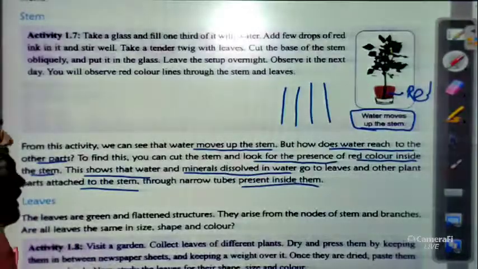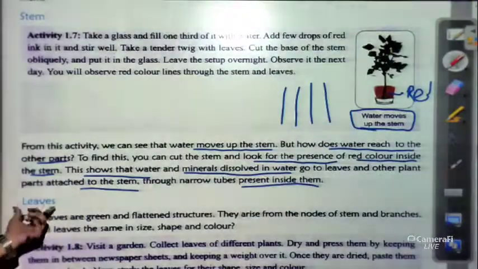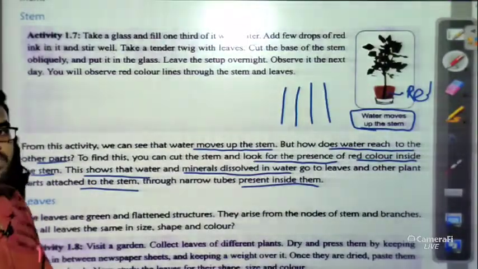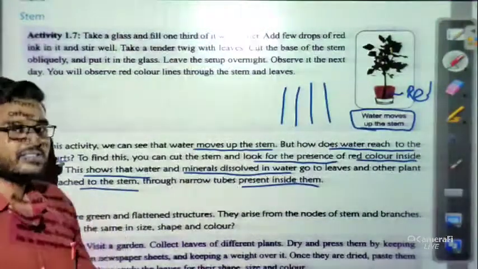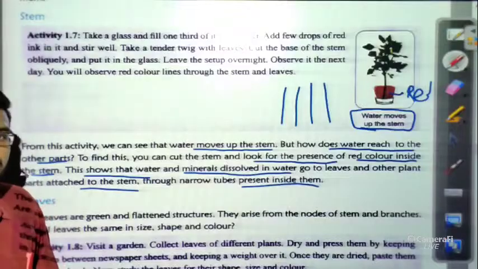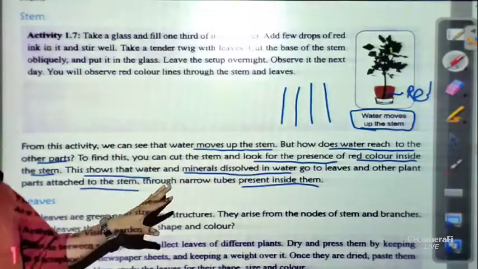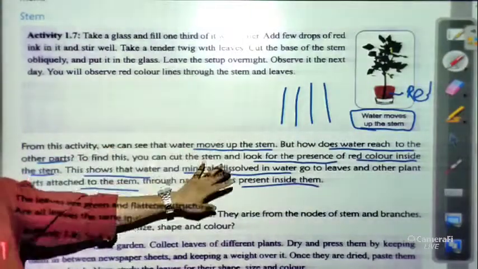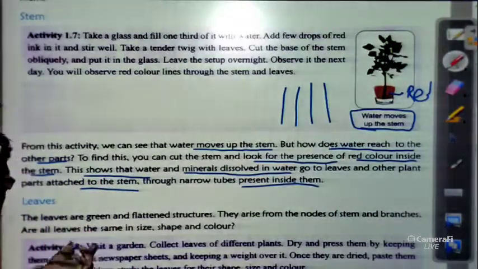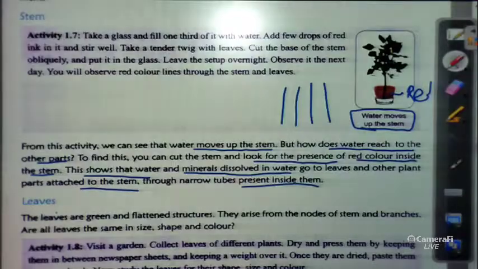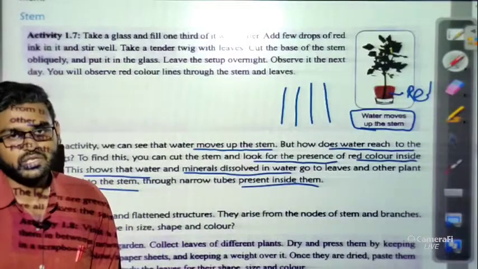That we have already discussed. The next part is leaves, which we will discuss in our next video. I hope up to this it is clear. Students, you have to read the text, because all of this is from your text. Read your text properly, and in our next video lecture we will discuss the leaves. So that's all for today's lecture. Thank you all.